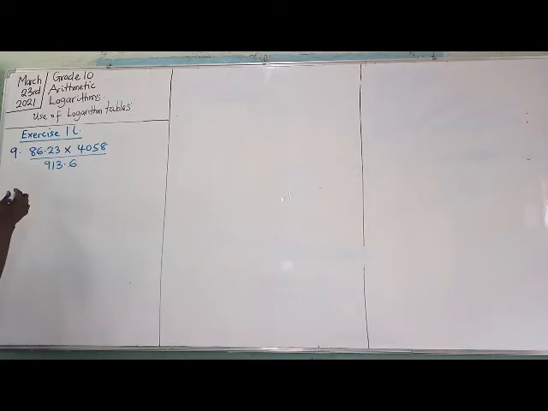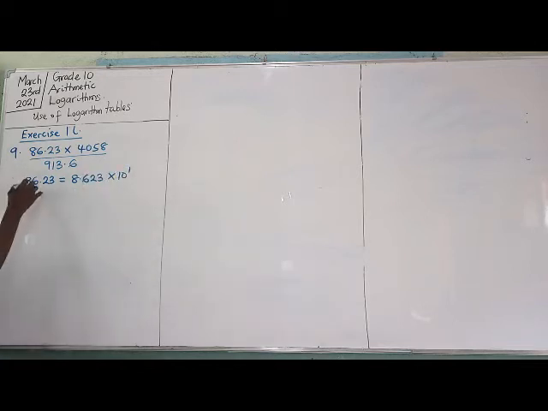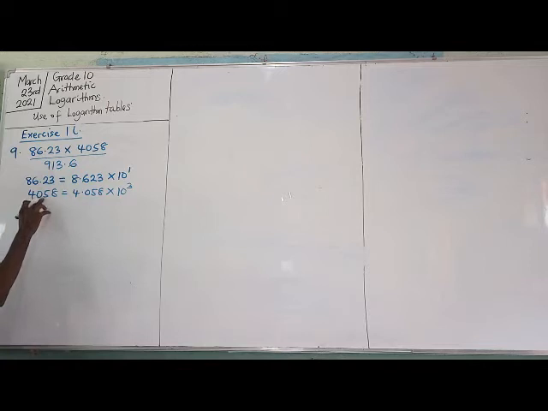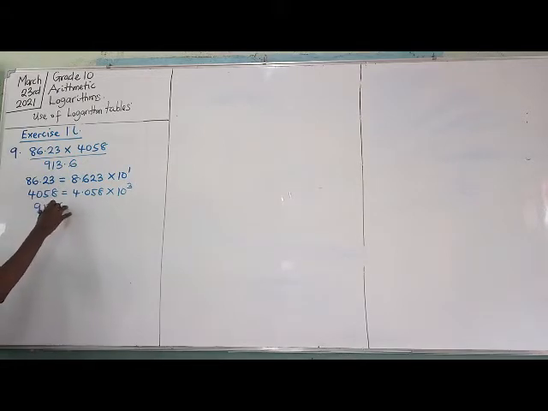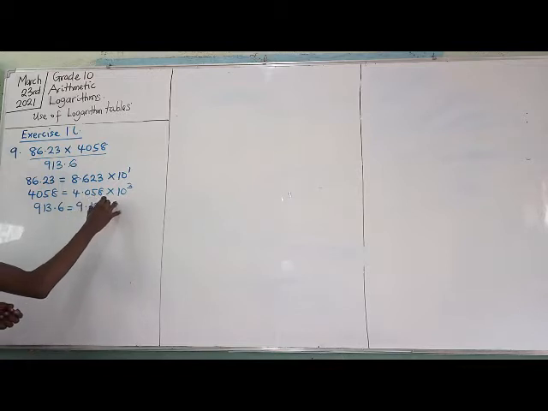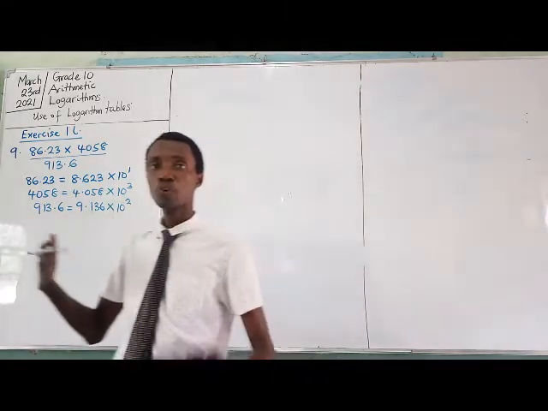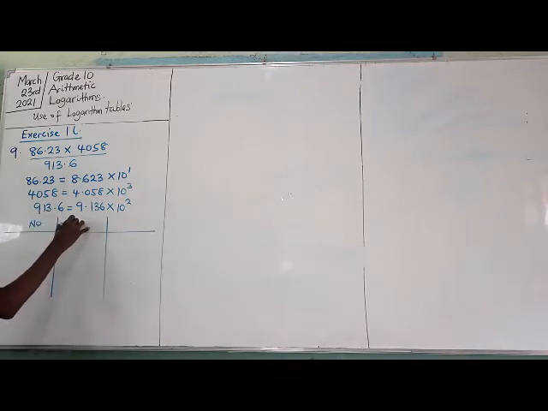The first thing I will advise you to do is to write this in standard form. It may not be necessary, but it helps you. Times 10 to the power of 1. This will be times 10 to the power of 3, 4058 to unit decimal, which is 4.058 times 10 to the power of what? 3. Now we also have this, which will be 9.136 times 10 to the power of what? 2. It is after you've written this out in standard form, I will advise you to do what? Proceed. So in proceeding, what happens? We would adopt our number, log, and then the extra column there for your computation where necessary.